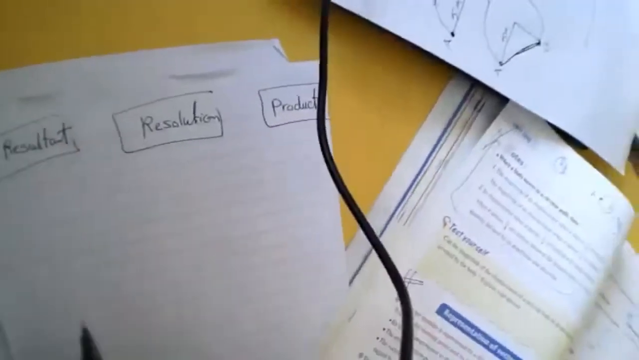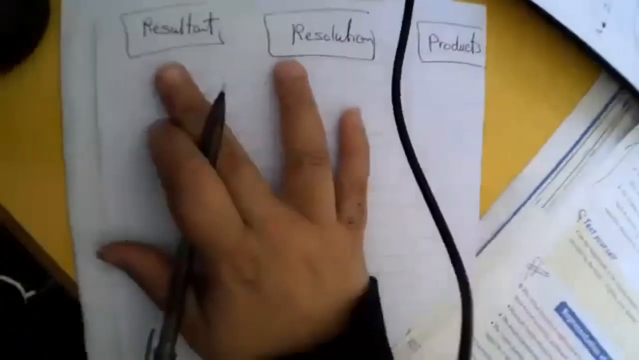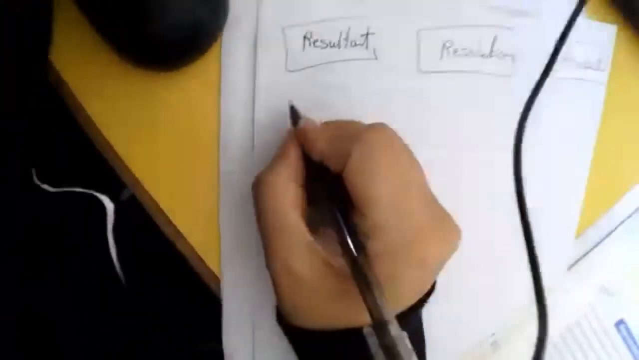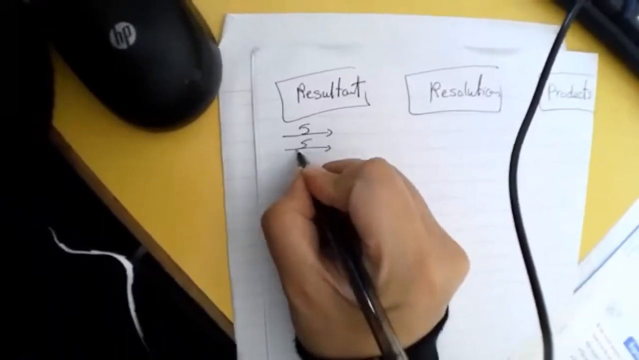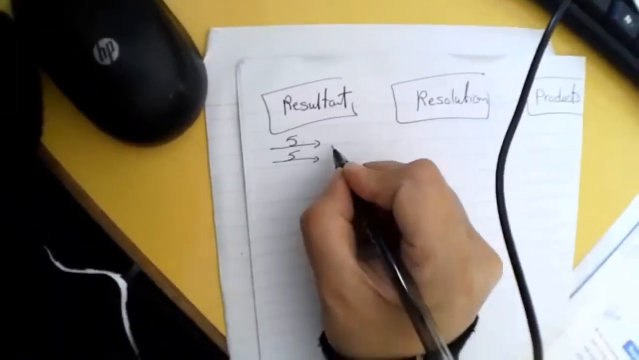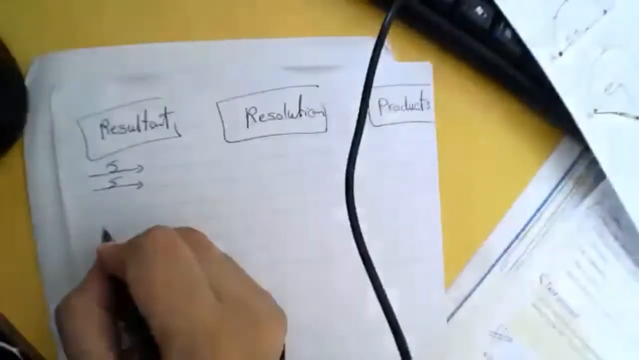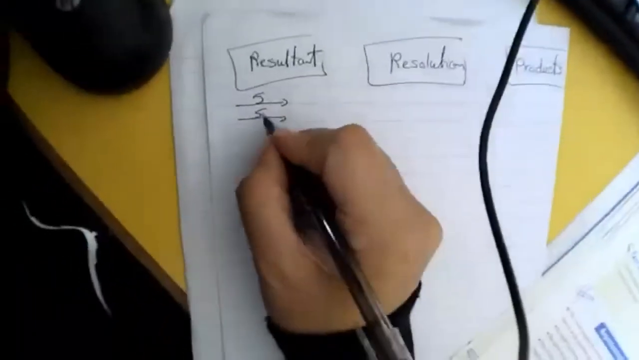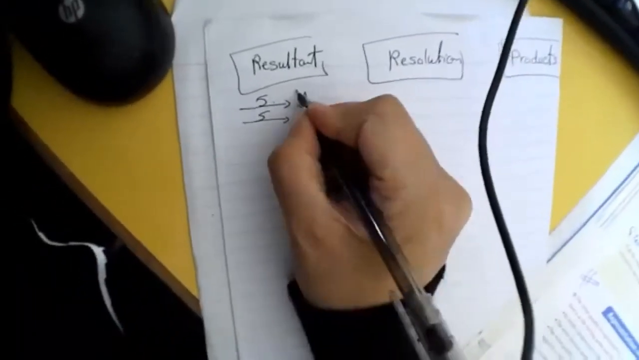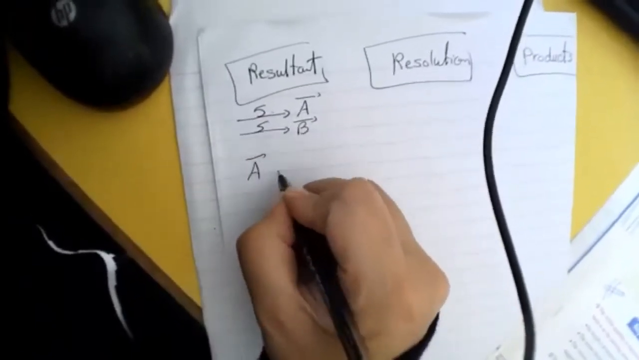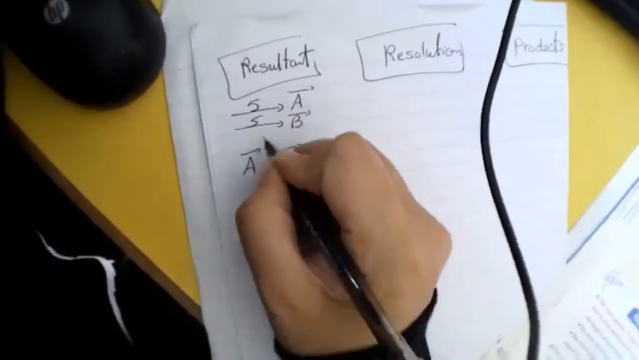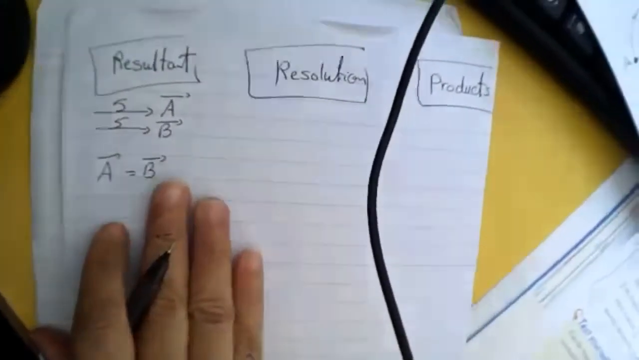First, what's meant by the resultant of the vector quantity? I'll give you examples here. Suppose you have 2 vector quantities moving in the same direction. So if I have 5 plus 5, they are in the same direction, so we're going to add them together. If I name this A and this B, they are equal. Vector A equals vector B because they have the same magnitude and the same direction.